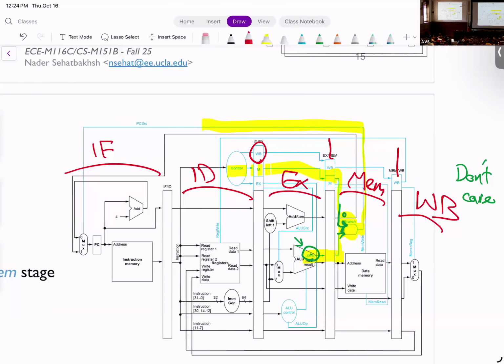WB is where the control signal eventually reaches the write back stage. But these are all things we discussed on Tuesday. So if you don't fully understand it, I recommend going back to that and you'll understand it better.